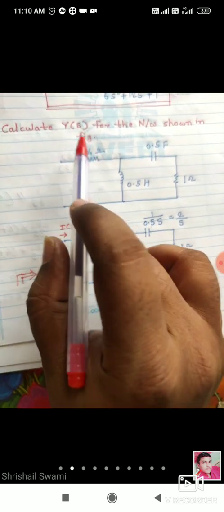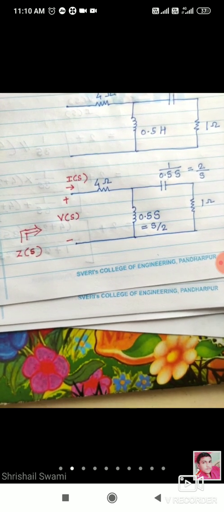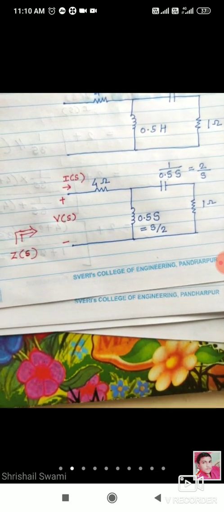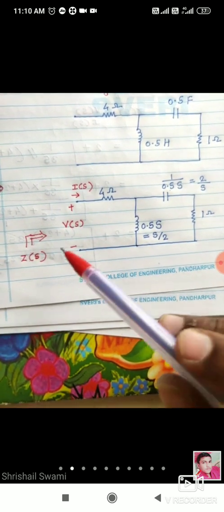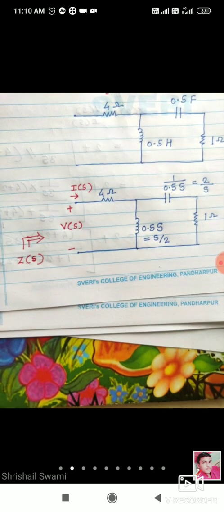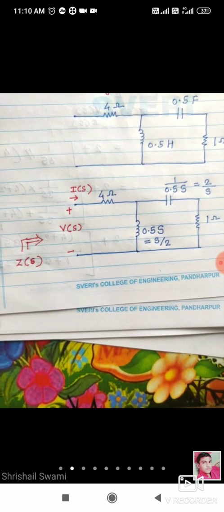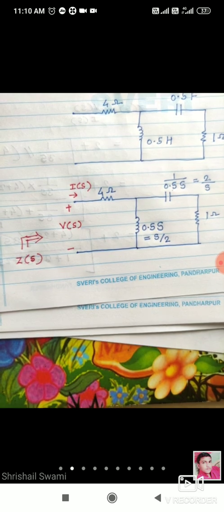So you are going to calculate Y of S, they asked. So whenever Y of S is there, first of all calculate Z of S. Calculate Z of S. So Z of S and Y of S, what is the relation for a one port network? Yes, it is a one port network. What is the relation between Z of S and Y of S? It is just a reciprocal. Y of S is equal to 1 upon Z of S.